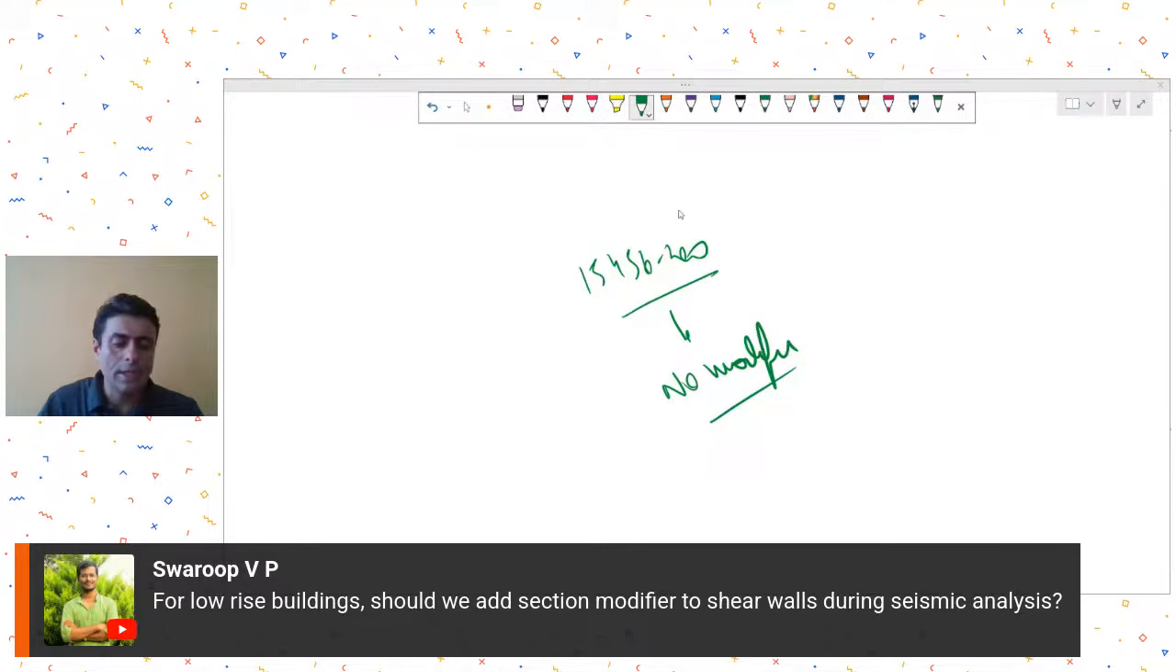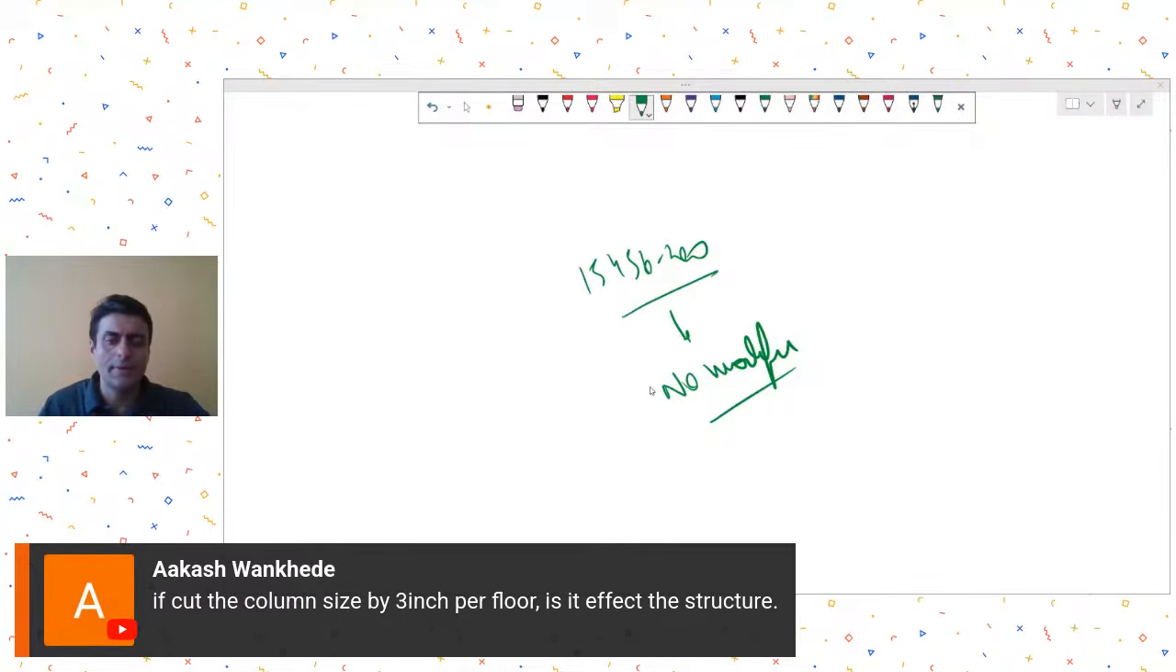Only for seismic analysis, if you just want to check the drifts, you can add modifiers because IS 1893 tells you to do so. So only for seismic analysis where you have to check drifts, you can add modifiers. Yes, that can be done, but not for design.